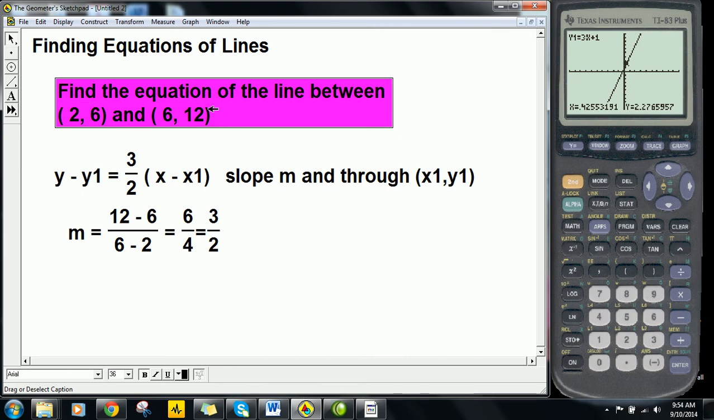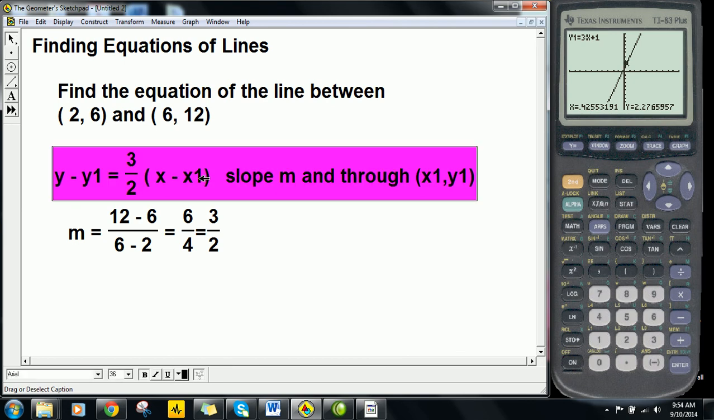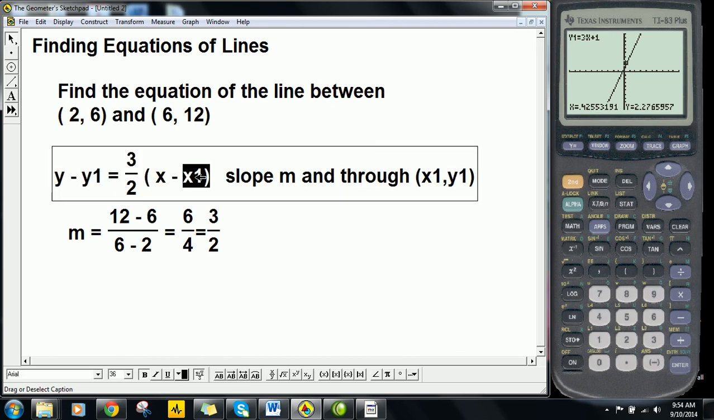Can you use (6, 12)? Sure. 6 goes here, 12 goes there. But just pick one of the points, it doesn't matter. Since (2, 6) is easier to work with, I'm going to pick (2, 6). I'm going to replace this little point here with 2, the x value of one of the two points it travels through. And since I used the 2, I have to use the corresponding y value for that same point, 6.